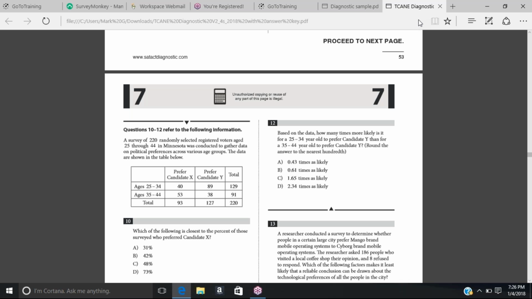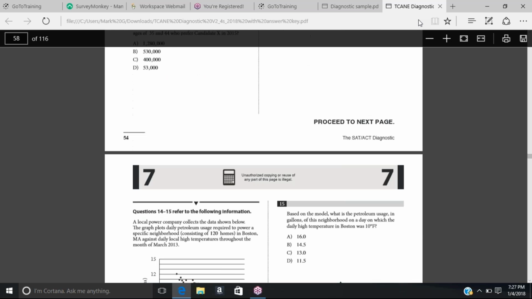Let's say this weren't in the calculator section. Let me give you a way to sort of cheat. You know that 89 out of 129 is pretty hefty, okay? You know that it's like 3/4 of the way. You know that 38 versus 91 is less than halfway. So you have a ratio that should be bigger than 1, but not double. What's the only answer choice that's bigger than 1, but not double? Correct. It's C, 1.65.